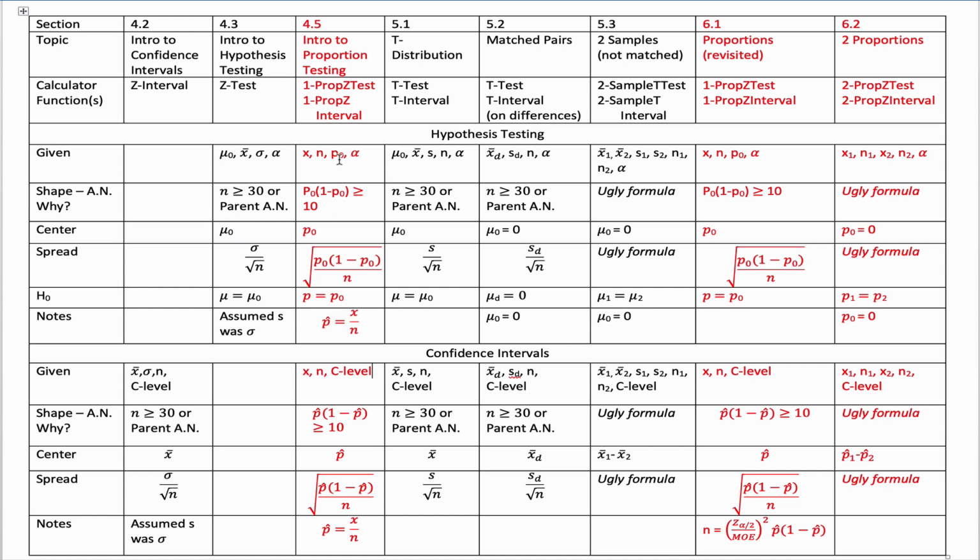There's no notion of p naught because you're not comparing, you're not doing a test against something else, nor is there an alpha, but you are given a confidence level. And yeah, you could argue that the confidence level and alpha are kind of similar, but I'm going to keep them different because I think that'll be less confusing for students.